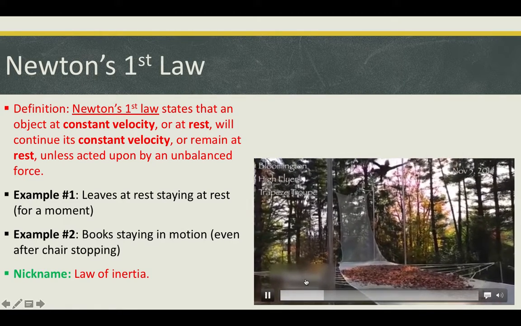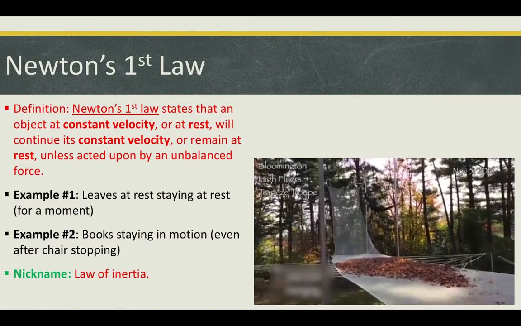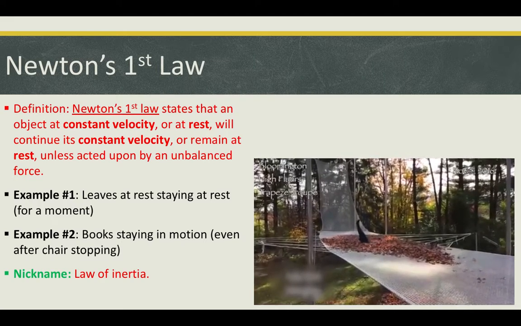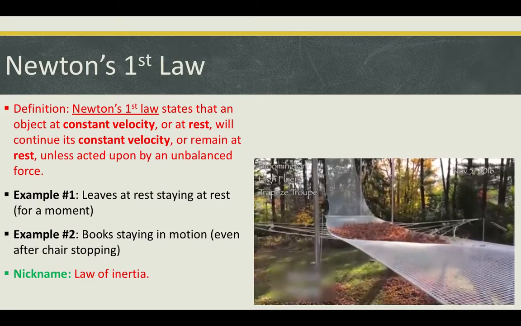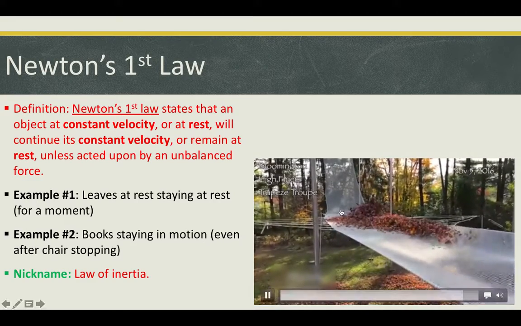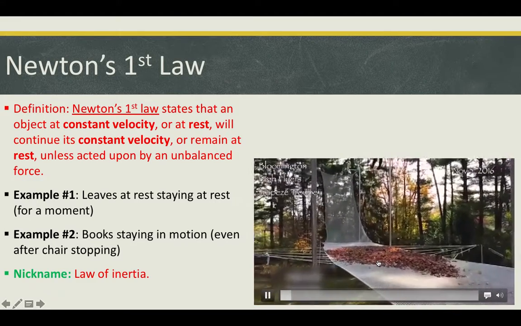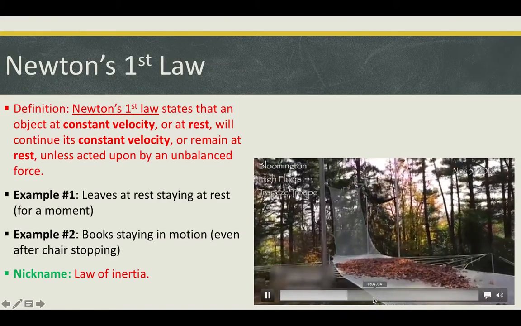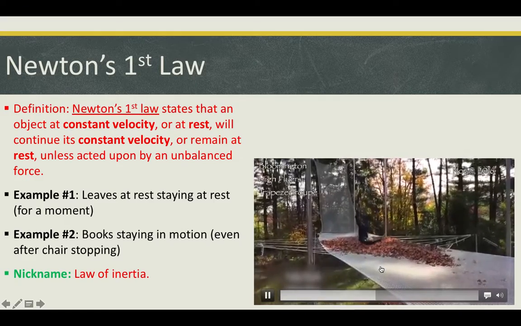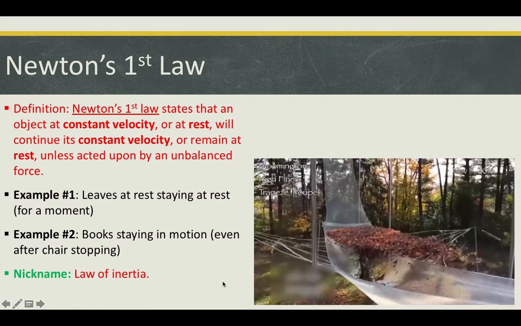So that's an example of Newton's first law, that an object at rest will remain at rest unless acted upon by an unbalanced force. If the net didn't come back up to support the leaves with a normal force, then the leaves would fall down and they would accelerate down at 9.8 meters per second squared.